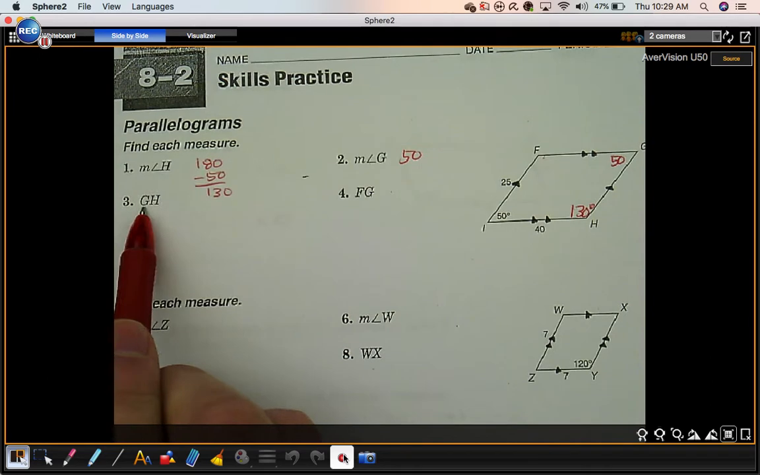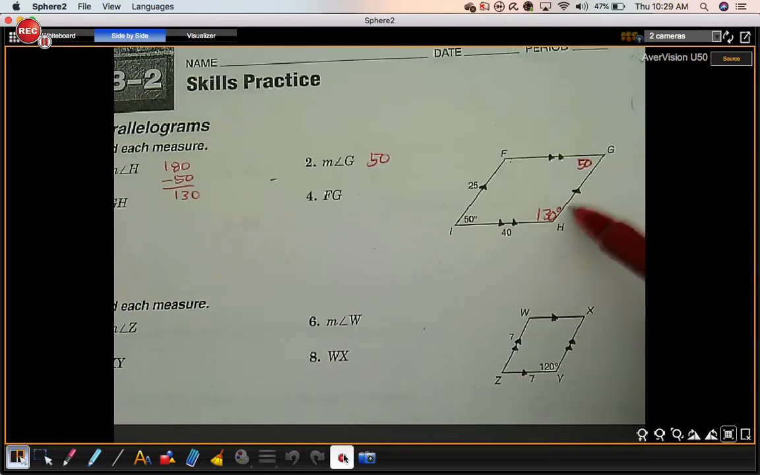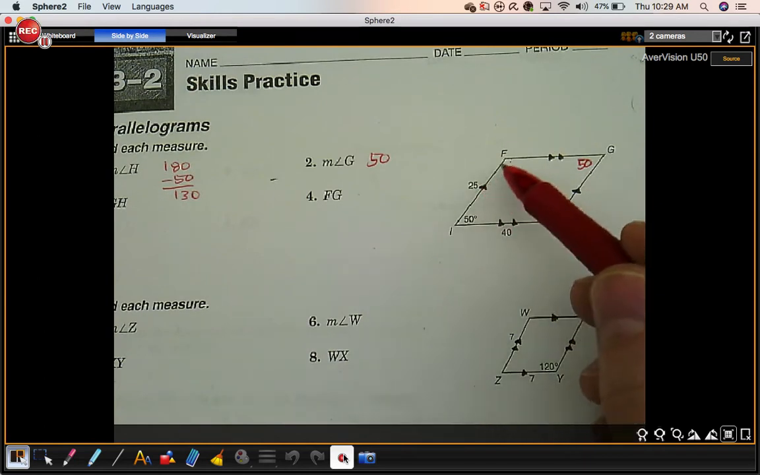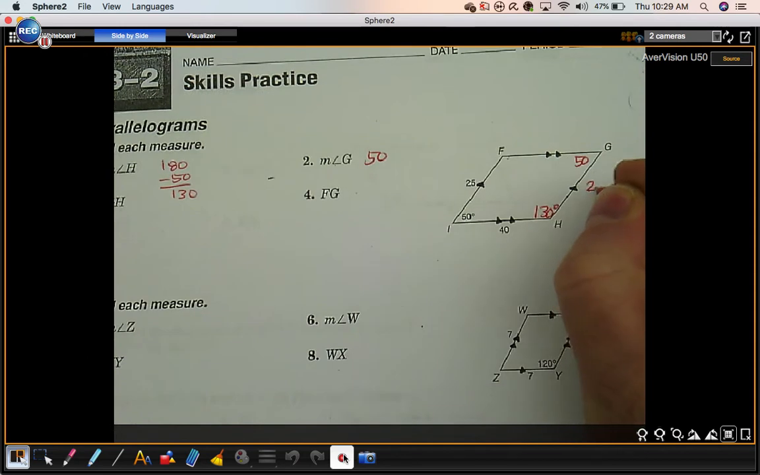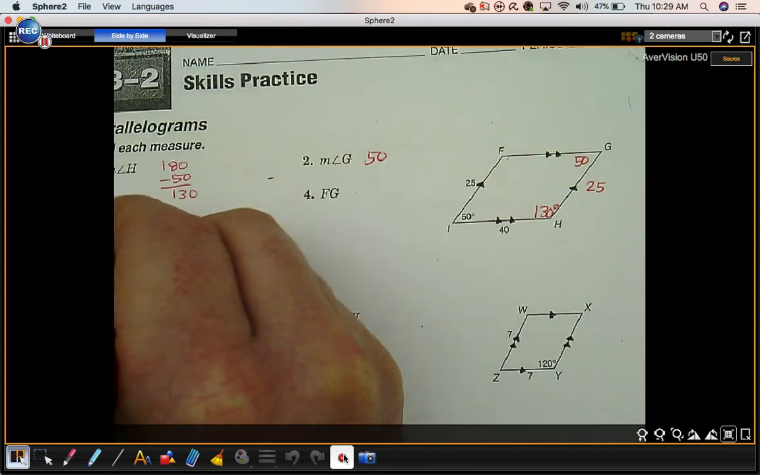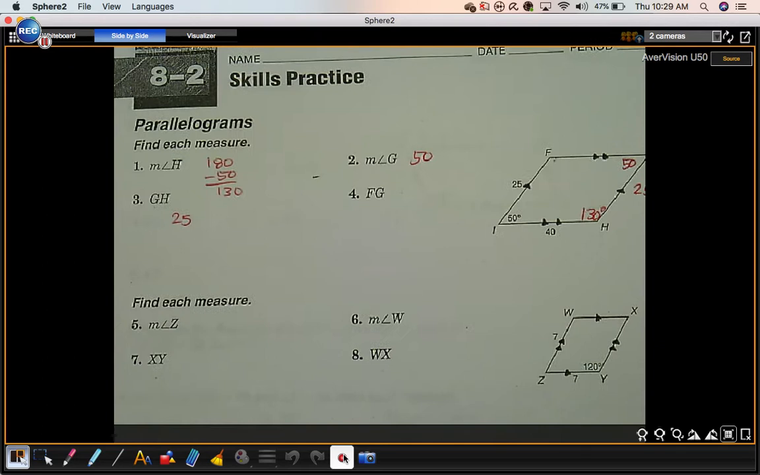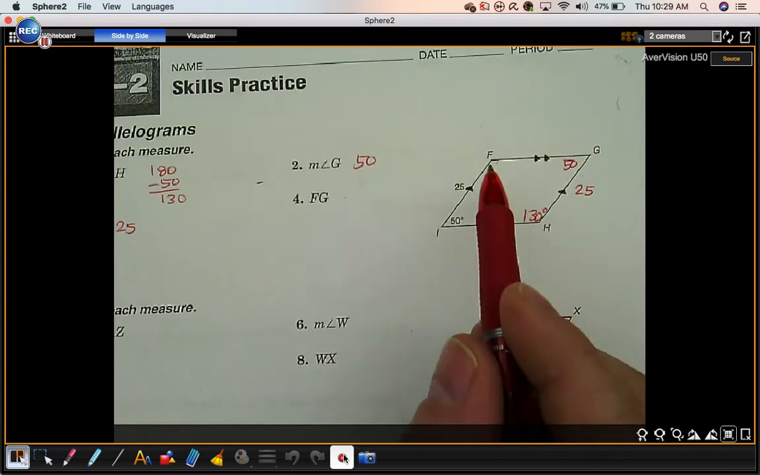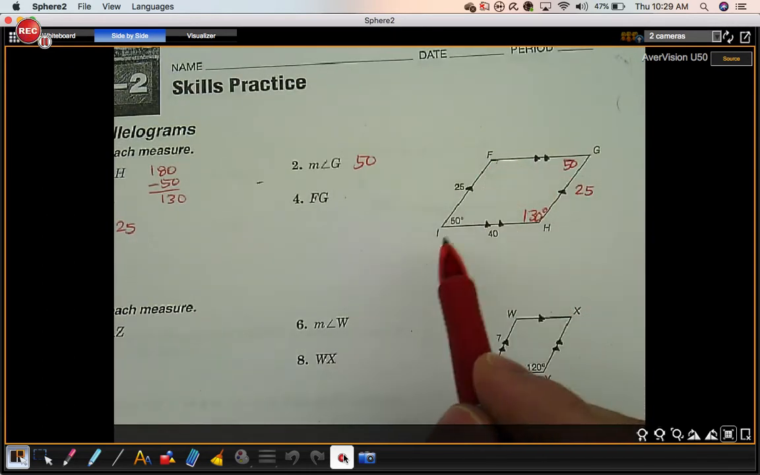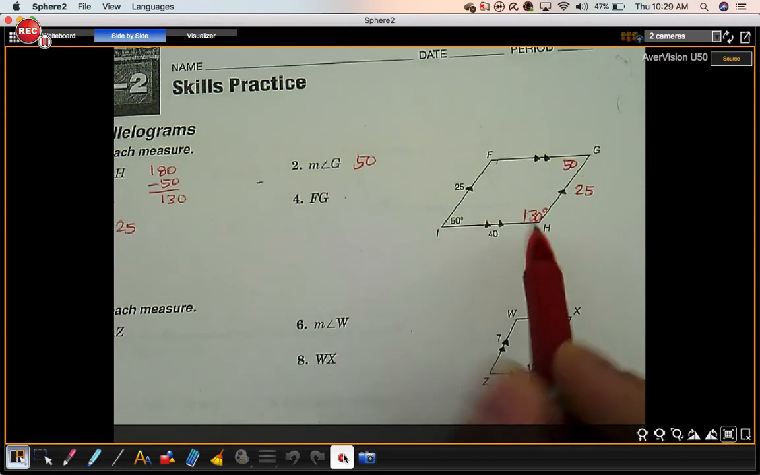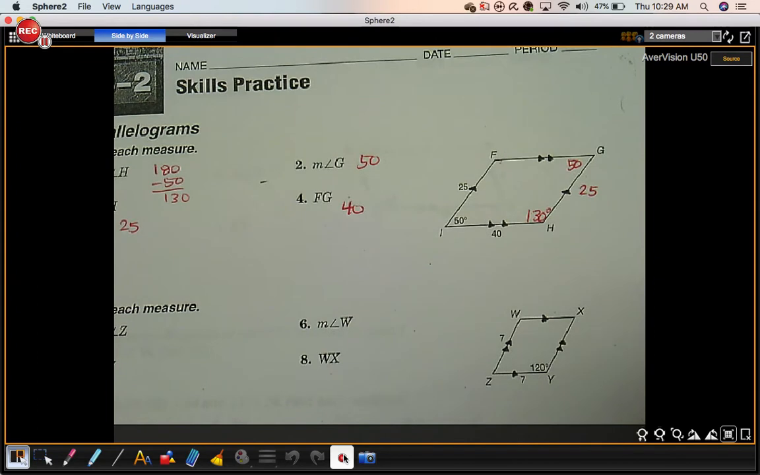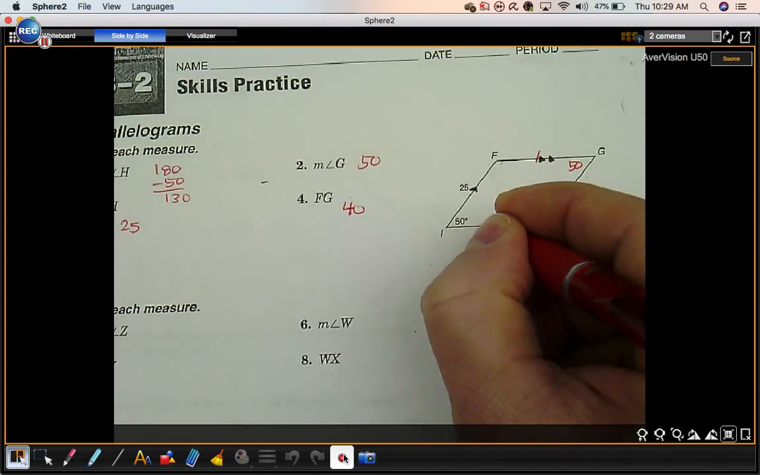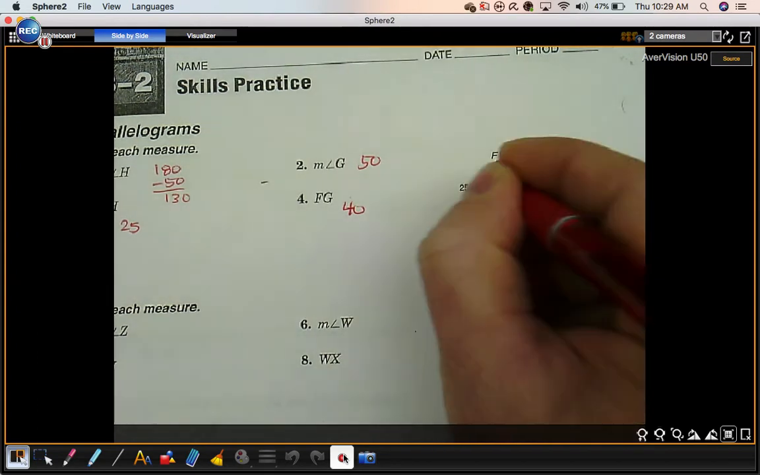How far is it from point G to point H? Or how long is this segment, GH? That's the right side of your figure. If the left side is 25 units, how long is the right side? It'll be 25 units also. Segment FG would have a length of 40. The opposite sides of a parallelogram are congruent. That's a theorem. So we know those match and we know these match.